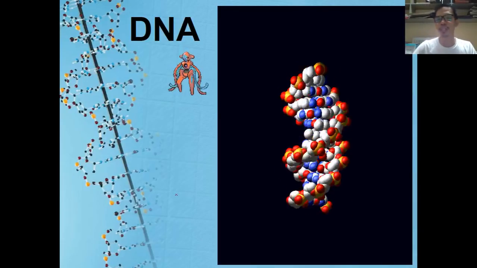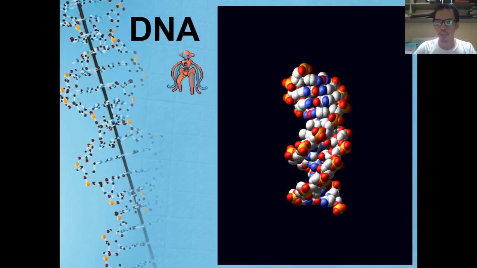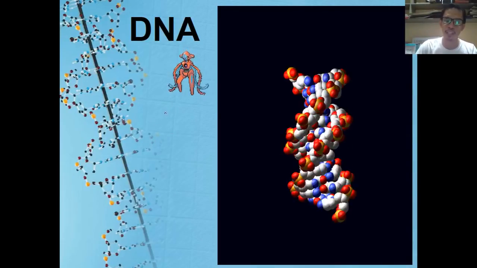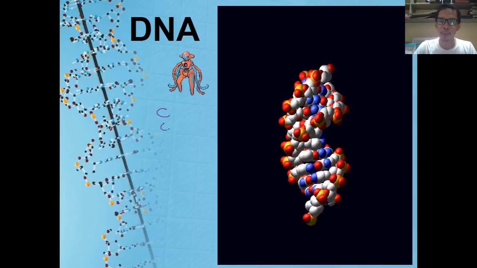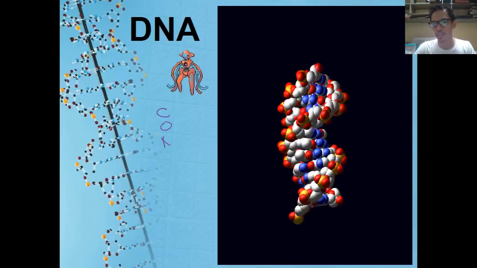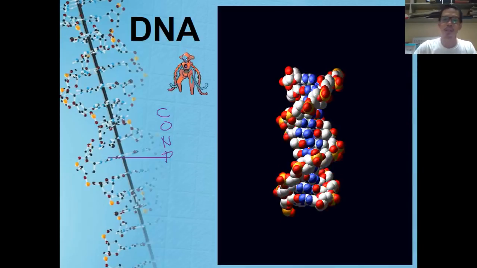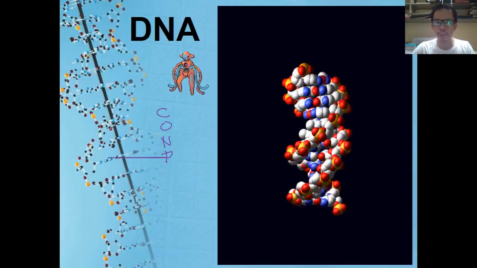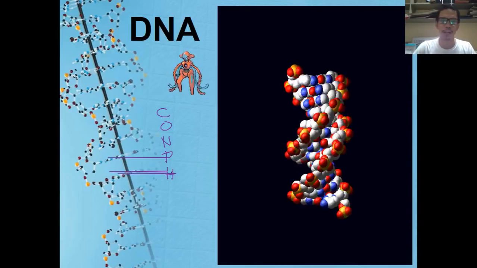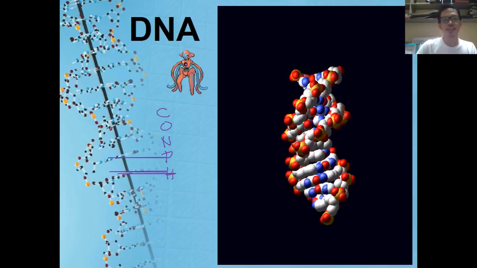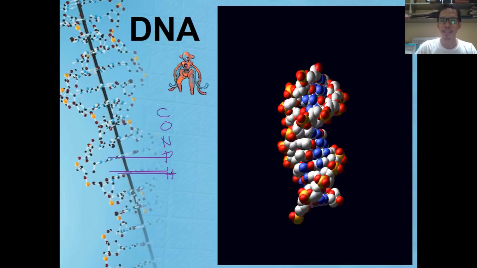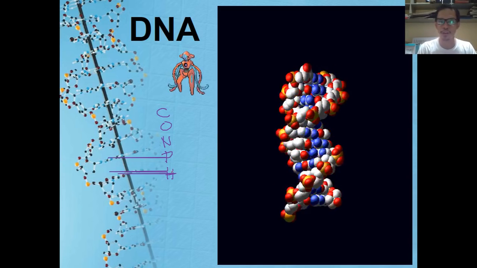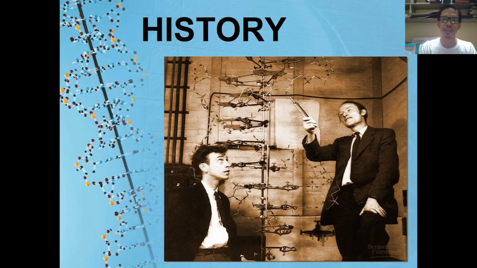Now, the DNA that we see right here is composed of different elements. We have carbon, oxygen, nitrogen, and phosphorus, and we do not forget the hydrogen. These are the things that comprise your DNA.